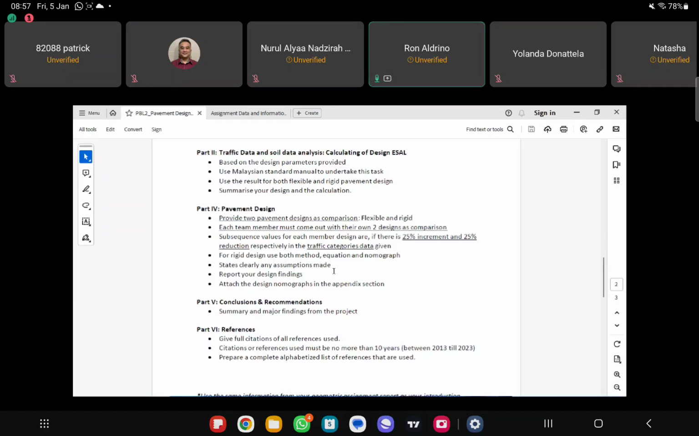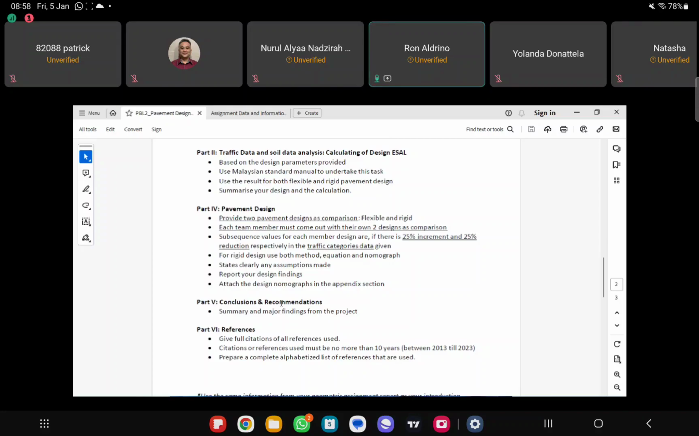These are some of the requirements, and also the nomograph. When you plot the nomograph, make sure that the plotted nomograph is included under the appendix section. This is the final part, which is a summary and major findings from the project. From here, what is your conclusion? What is your company or your group conclusion? Which one do you decide, flexible or rigid? What makes you choose flexible or rigid pavement? And after that, what is your recommendation?